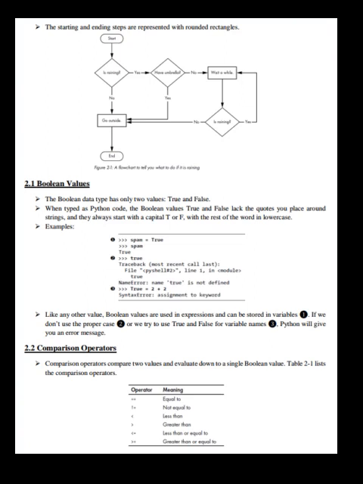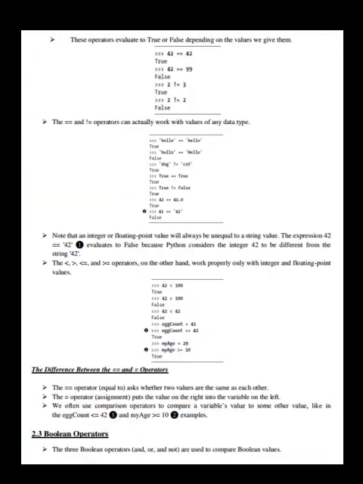Comparison operators. Comparison operators compare two values and evaluate down to a single Boolean value. Table 2 lists the comparison operators. See here. These operators evaluate to True or False depending on the values we give them. The double equals and not equal to operators can actually work with values of any data type. See here. Note that an integer or floating point value will always be unequal to a string value.